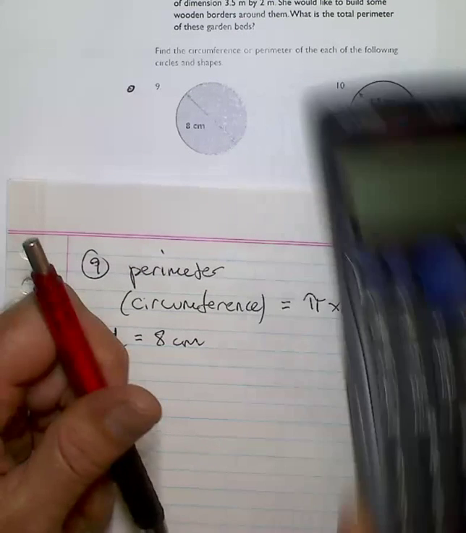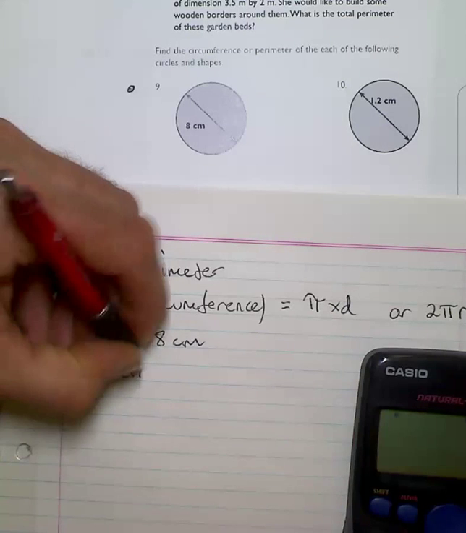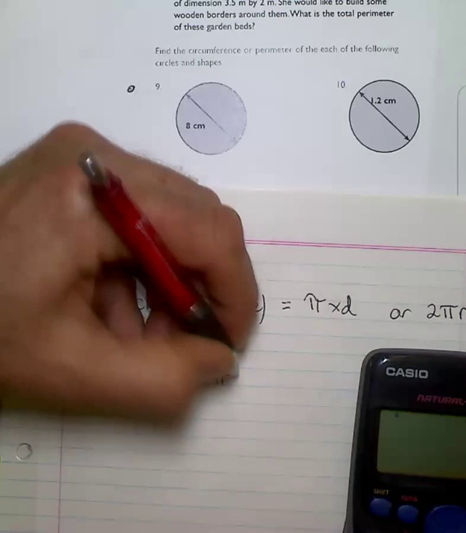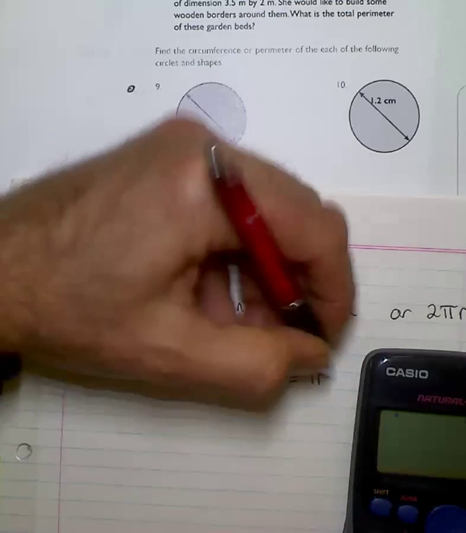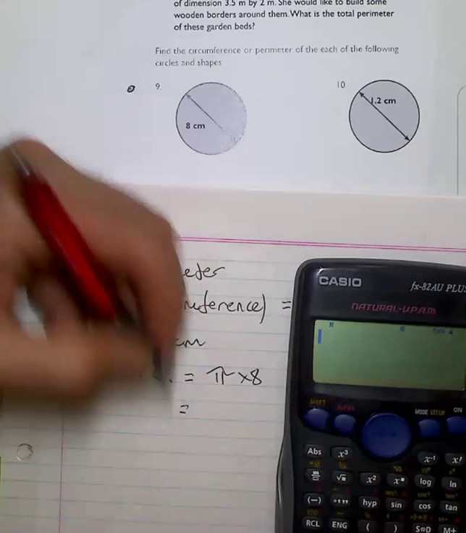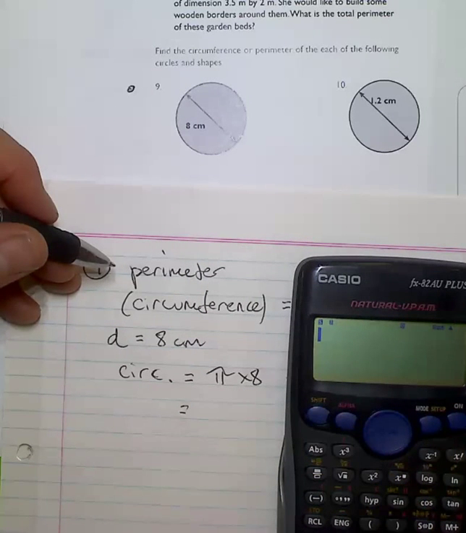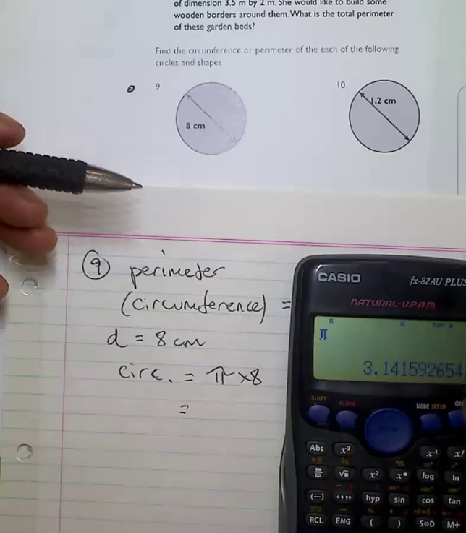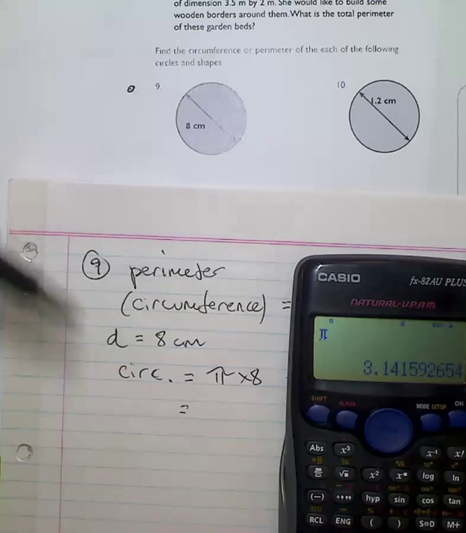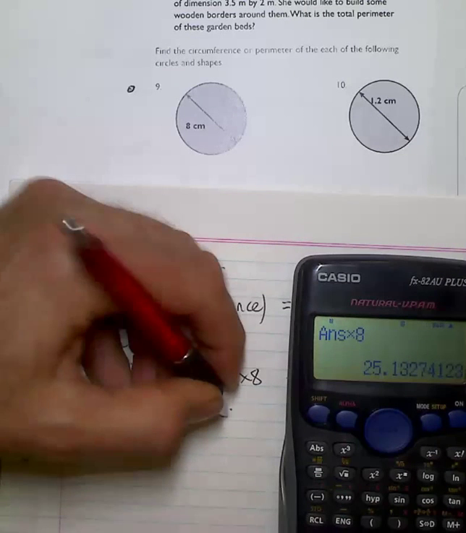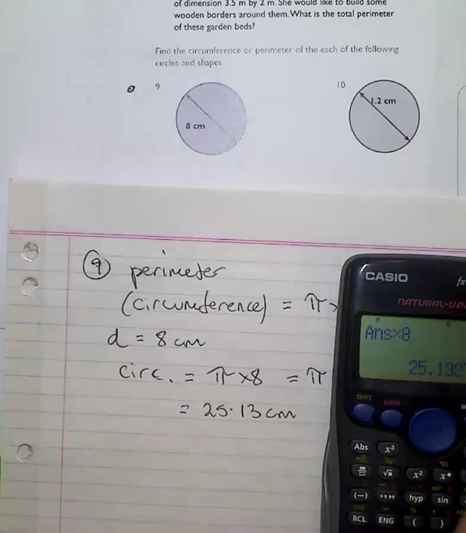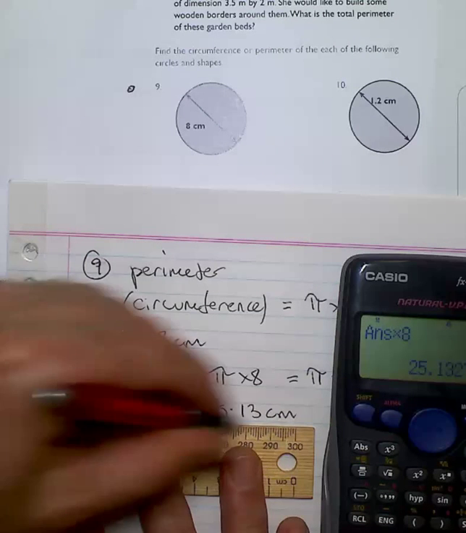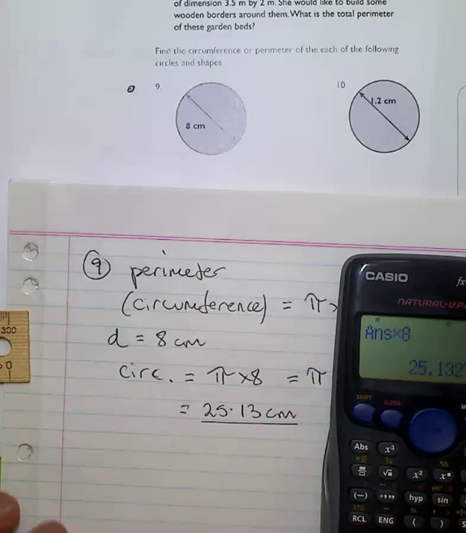I'll work it through. So in this instance, circumference is pi times 8. On my calculator, it comes up as pi. If I was to press equals, it's 3.1415, etc. It's an irrational number, it keeps going. So I multiply that by the 8, and then I get a total of 25.13 centimetres. Please do not worry if the calculator you use runs it slightly differently.